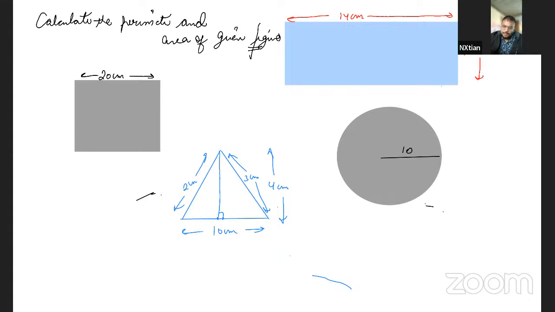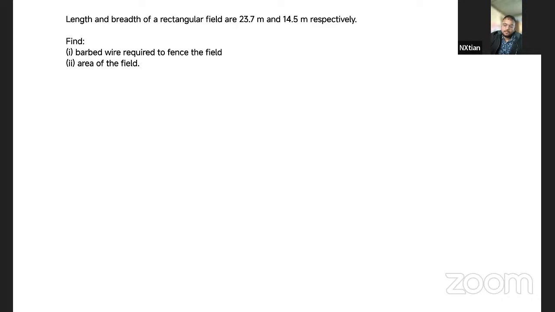Okay, I'm raising this. Should I raise this? Okay. Now I'll give you one more question. Quickly do this question. What do you mean by rectangular field, sir? Rectangular field means the field is in the shape of rectangle. And we have to find the barbed wire required to fence it.